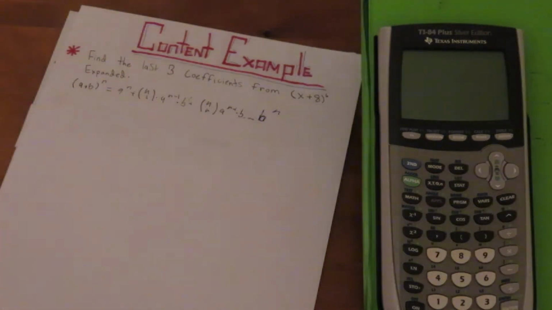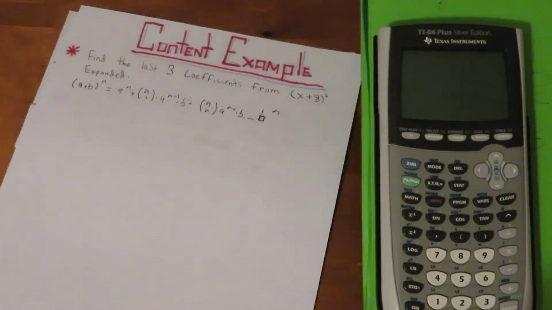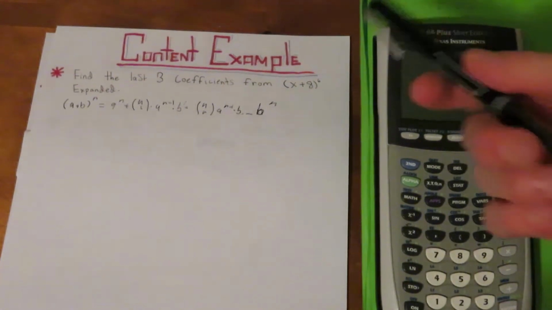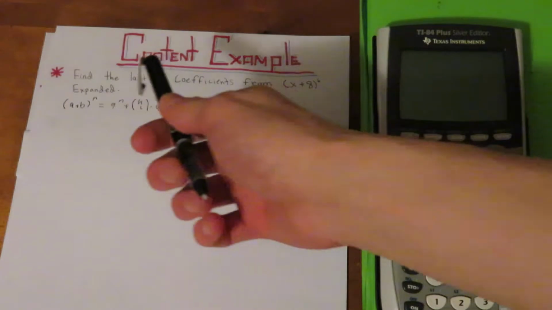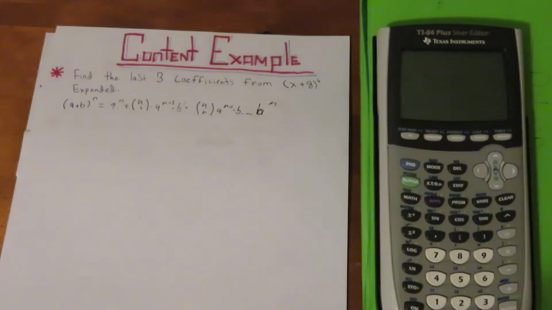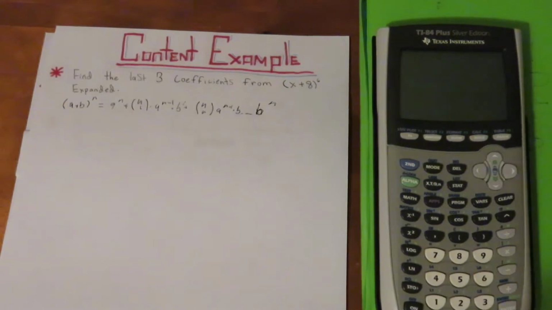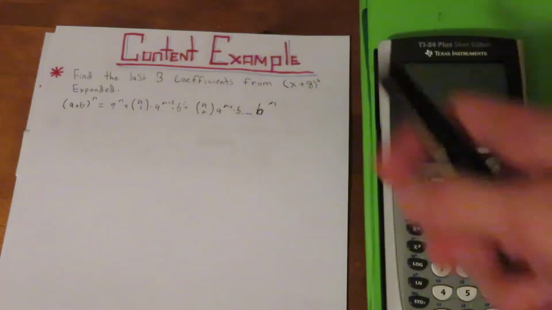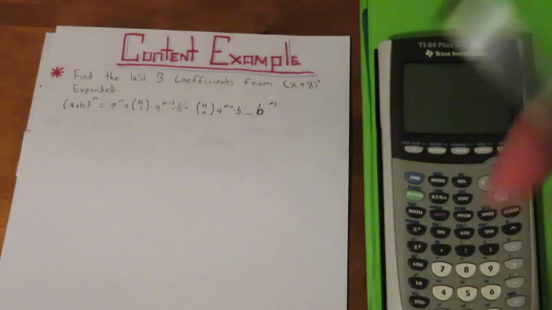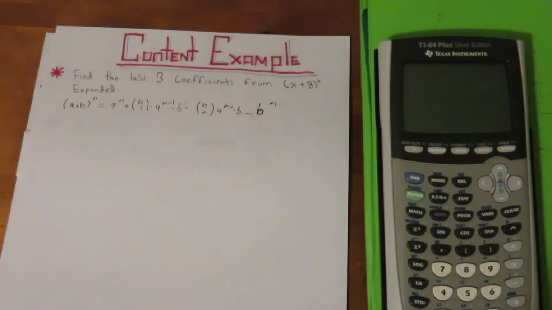Once we know what formula to use, it's important to understand how many terms are going to be in this expanded equation, because if we're going to find the last 3 coefficients, we should find out how many terms there are overall. We know that if it's to the power of 6, there's going to be 7 terms, because we're going to have an x to the power of 6, an x to the power of 5, x to the power of 4, x to the power of 3, x to the power of 2, and x to the power of 1, which is just x.